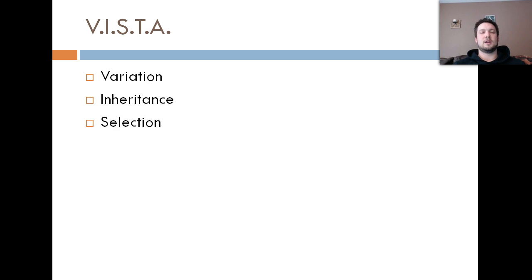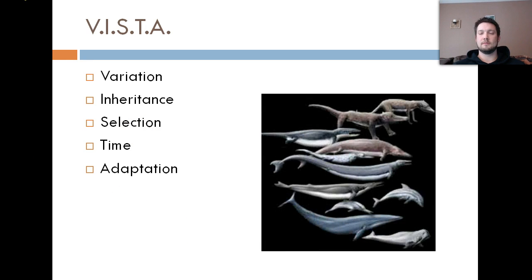Talk about selection, how certain organisms are selected. I put that in air quotes because they're not really selected, but we'll talk about that later on. They're selected to survive and pass on their traits. We'll talk about time, how a lot of time has to pass in order for species to change. And then the last thing that we'll talk about is adaptation, which is the actual changes that you see in species over time.